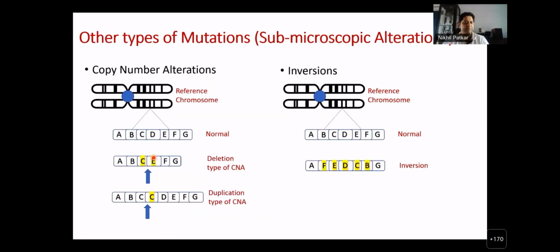There can also be deletions, like you have A, B, C, D, E, and one particular region is deleted. You can have duplication, wherein one particular region gets duplicated. You can have inversion type of abnormalities, wherein the entire region gets inverted. A common example of this would be mutations that are seen in hemophilia type A.